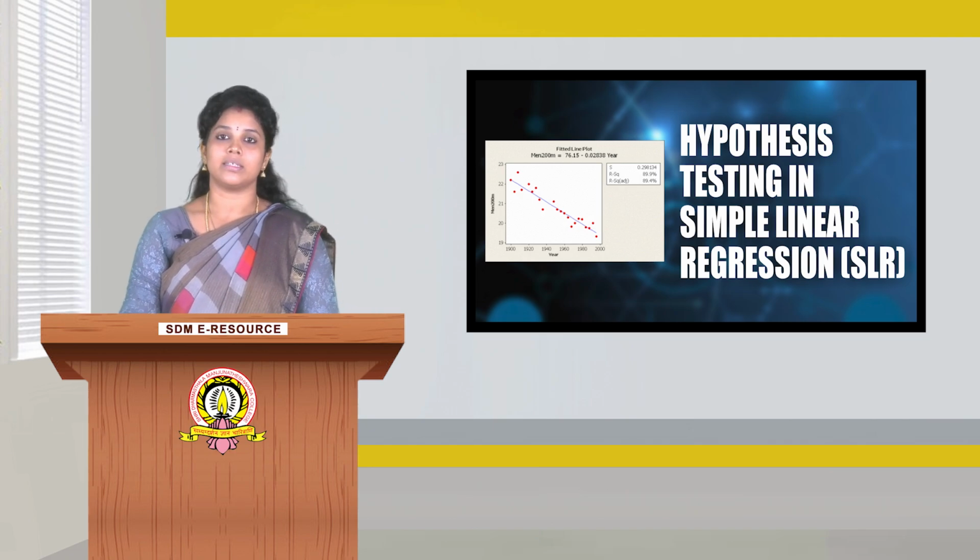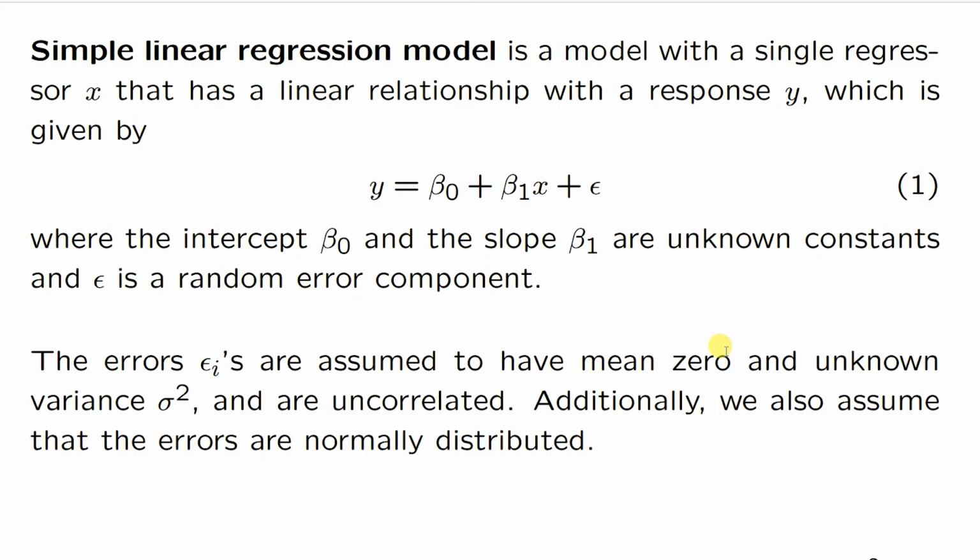Let us recall that the simple linear regression model is a model with a single regressor x that is linearly related with a response y, which is given as y is equal to beta naught plus beta 1 x plus epsilon. So here beta naught is the intercept parameter and beta 1 is the slope parameter, which are unknown constants, and they are also called regression coefficients. Y is the response variable, x is the regressor variable and epsilon is a random error component.